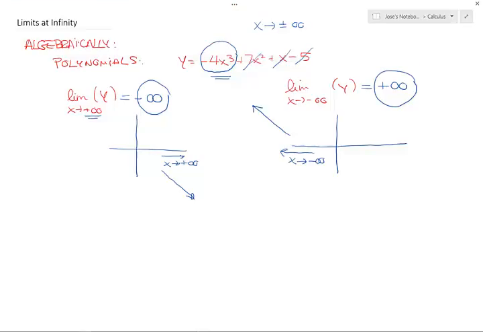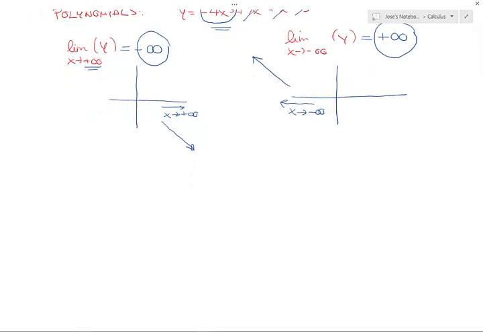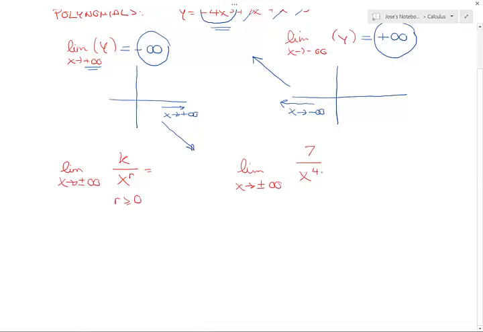Okay, the next case we want to look at is the limit going to infinity of reciprocal of powers. So what I mean is a situation where you're being given the limit when x goes to either positive or negative infinity of a constant divided by some kind of power of x, with r being a positive exponent. So for instance, let me give you a more concrete example. The limit when x goes again to positive or negative infinity of 7 divided by x to the fourth power. And again, this is a matter of doing common sense.